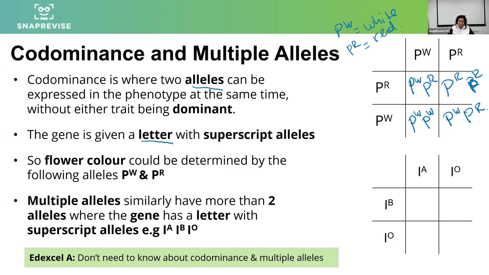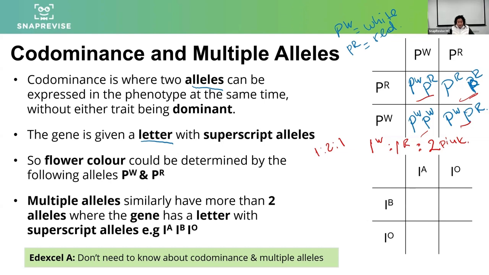So let's now look at the phenotypic ratios. The phenotypic ratios are going to be 1 white, 1 red, and 2 pink. We sometimes write this as a 1 to 2 to 1 ratio, but even if you write it like that, it's fine.